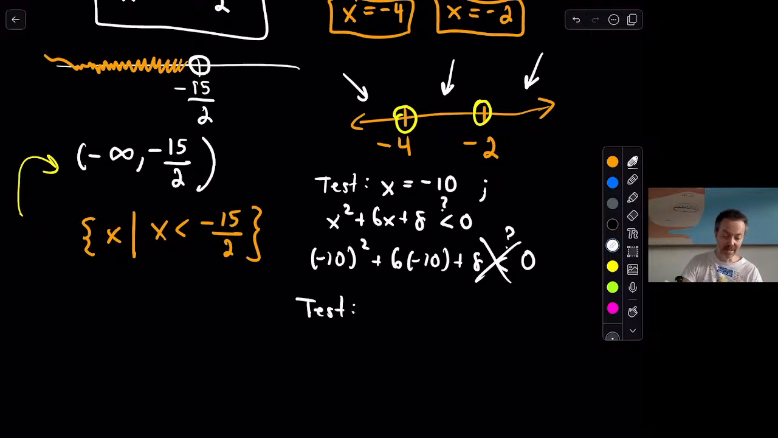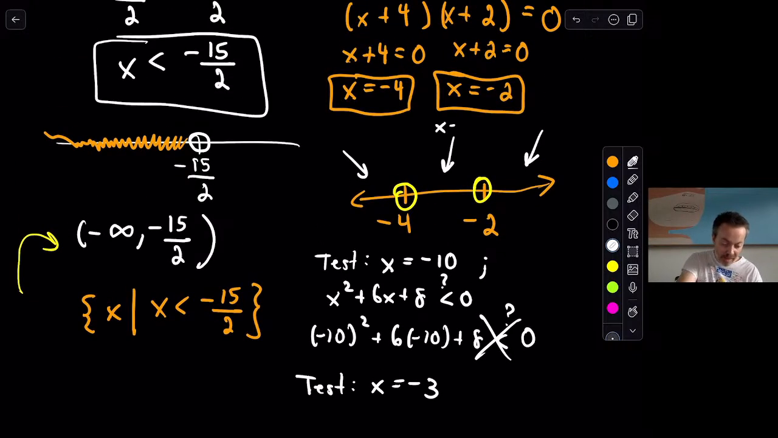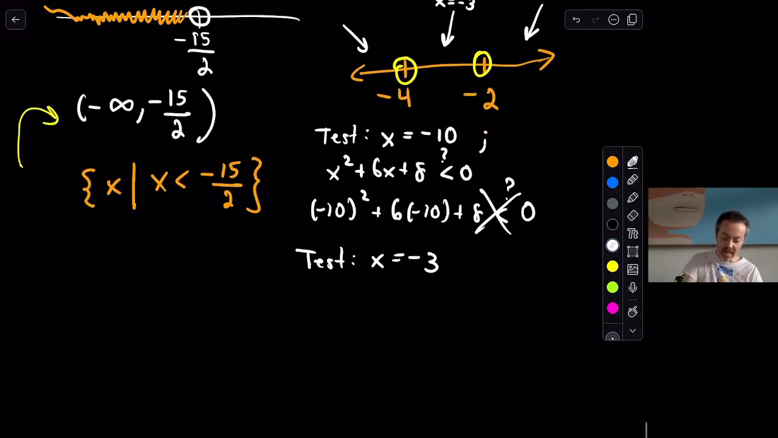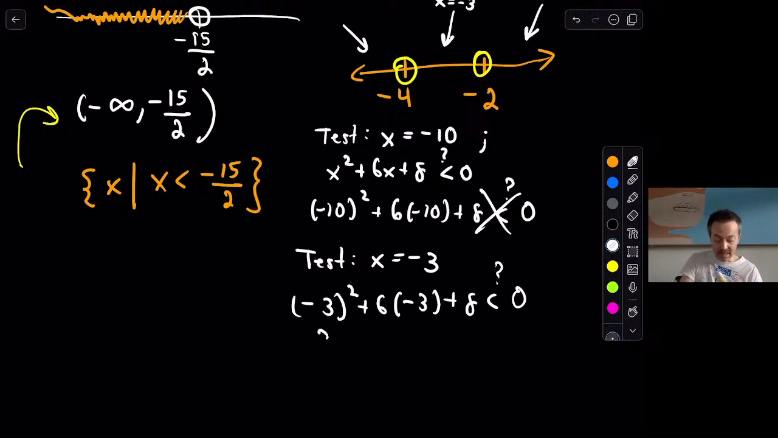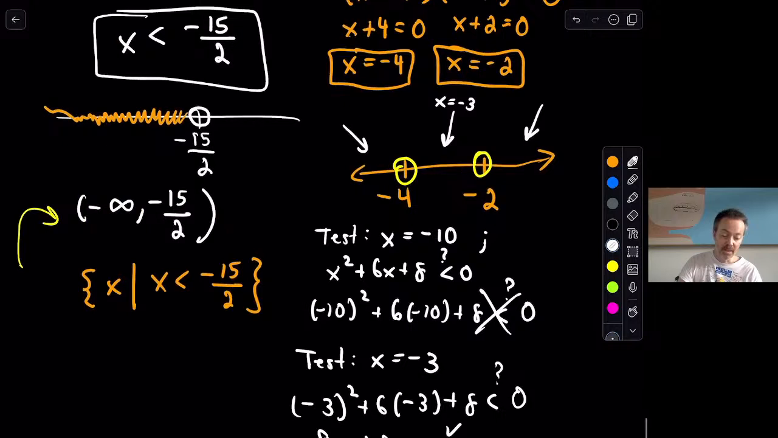And if, say, we test, let's say x equals -3, right? -3 would fall in that middle interval. So then I'm thinking, is -3 squared plus 6 times -3 plus 8, hey, is that less than 0? And that's going to be 9 minus 18 plus 8. That is going to be less than 0. So that means the numbers in between -4 and -2 work. So I'm going to go ahead and shade those in.